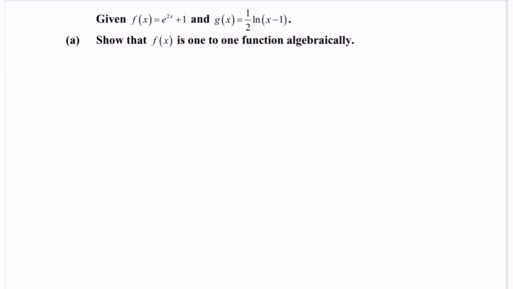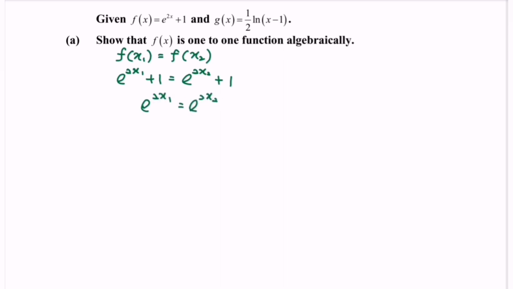So first, we have f(x₁) = f(x₂). Next, substitute the function, where we have e^(2x₁) + 1 = e^(2x₂) + 1. Simplify: e^(2x₁) = e^(2x₂). Compare and we will have 2x₁ = 2x₂. Simplify. Finally, we will have x₁ = x₂.